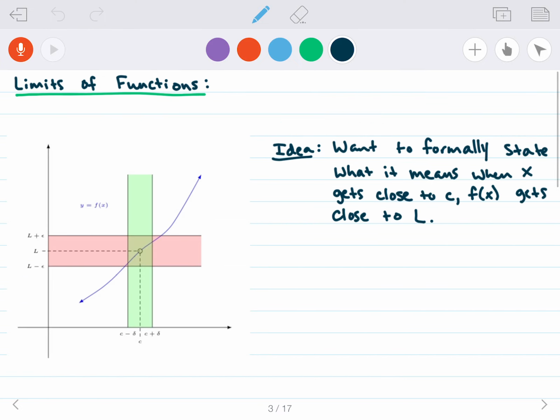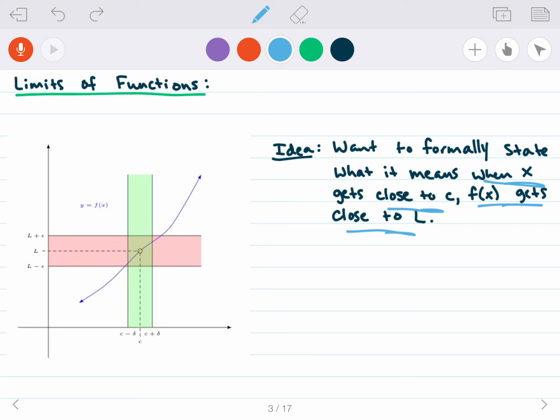So with that being said, let's get to limits of functions. And so the idea here is going to be slightly different from sequences, but not completely different. The idea is pretty similar. And what we're trying to state formally is, what does it mean when x gets close to a number, then f of x gets close to a number? What does that mean formally? And you can see kind of on the picture what's happening here.